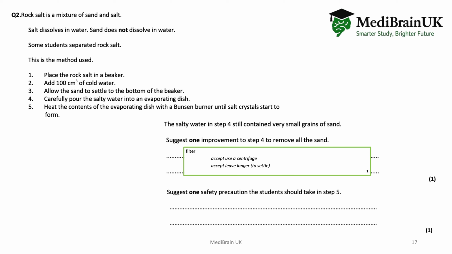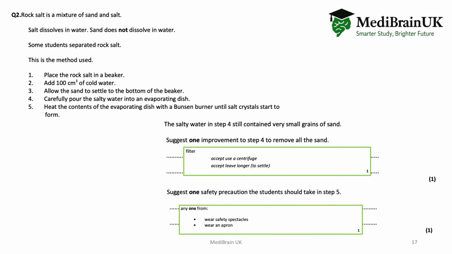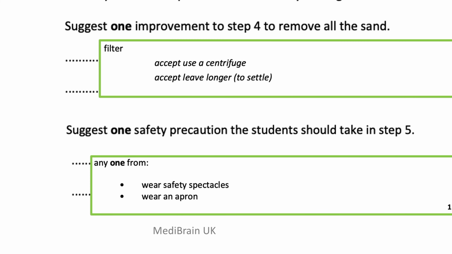Then it says, suggest one safety precaution the student should take in step 5. So in step 5, we are heating the contents. So when we are heating using a Bunsen burner, there's some standard safety precautions that you should make. And these are some of the safety precautions that you could state. You could wear safety spectacles or you can wear an apron. Any of these would get you the mark.